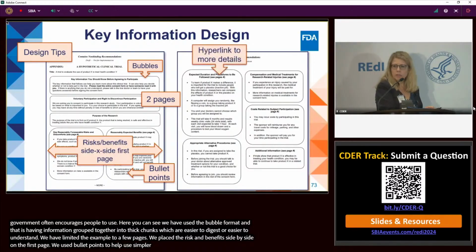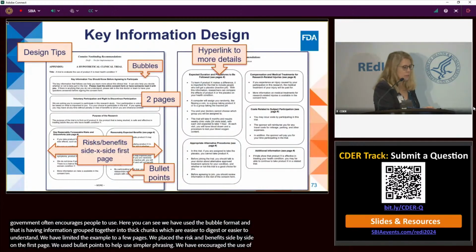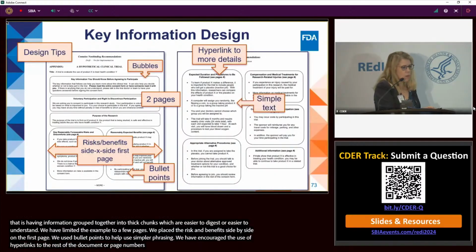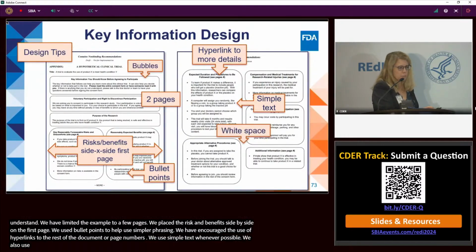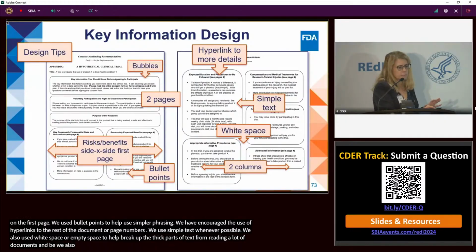We have encouraged the use of hyperlinks to the rest of the document or page numbers. We use simple text wherever possible. We also use white space or empty space to help break up the thick mass of text we often see as we're reading a lot of documents. And we also encourage breaking these bullet points and the chunks into two different columns.